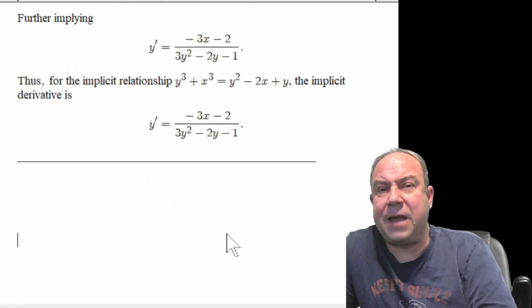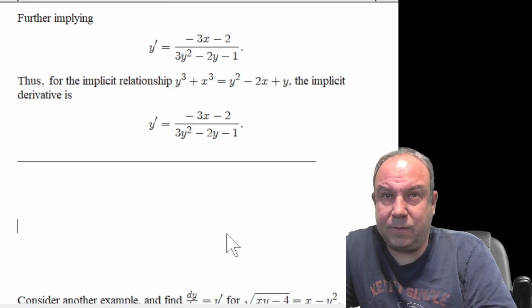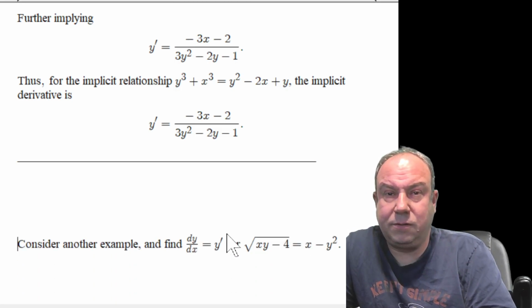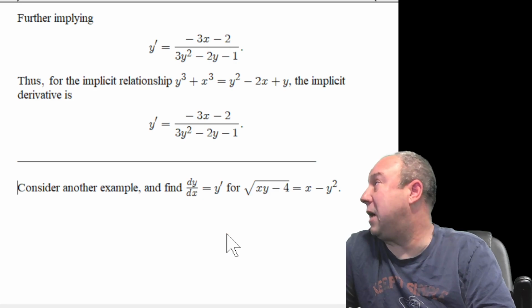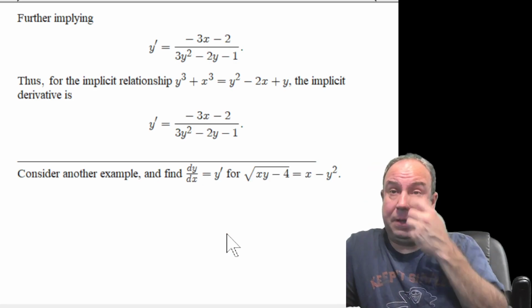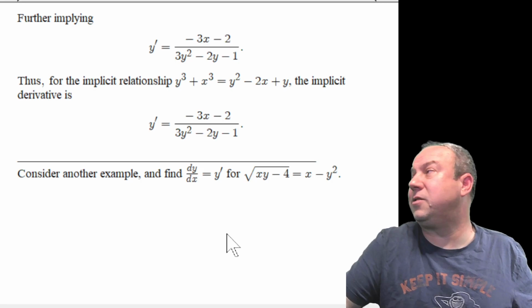All right. Now, let's look at another example. Here's a little bit more complex situation. A lot of this is trying to illustrate to you.